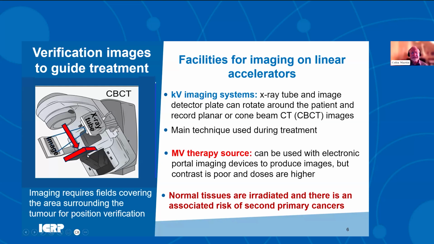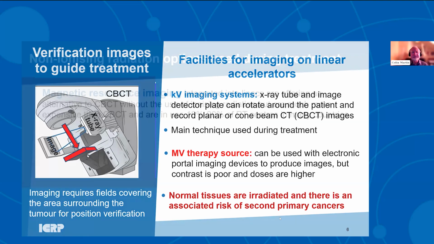But imaging requires fields covering the area surrounding the tumor because you're trying to verify the exact position within the tissues. So this means that the normal tissues are irradiated, and there's an associated risk of second primary cancers.